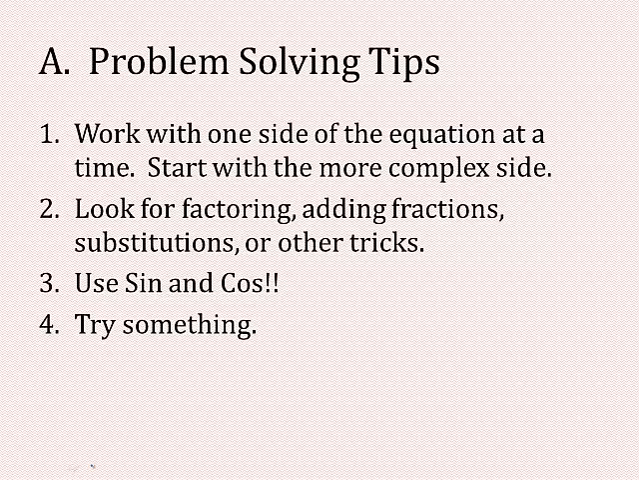Number 2, look for factoring, adding fractions, substitutions, or other tricks to simplify your equation. 3, always use sines and cosines. This is your go-to thing. Replace with sines and cosines if you can. And number 4 is just to try something. Don't do nothing. There's something here you can do, or it wouldn't be an identity. Okay? So let's try some of these.